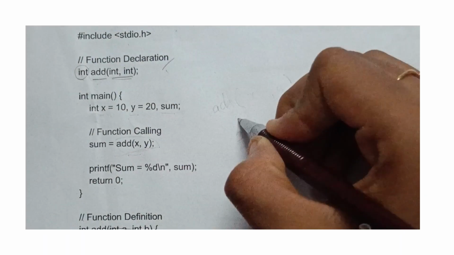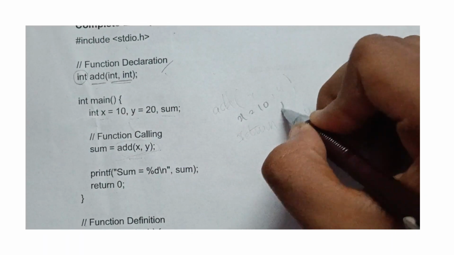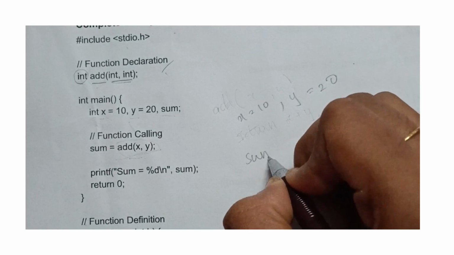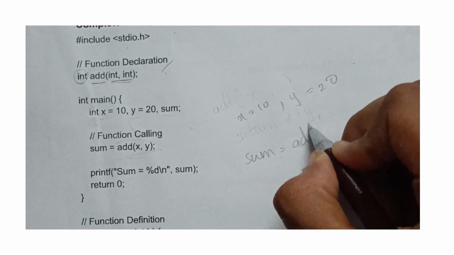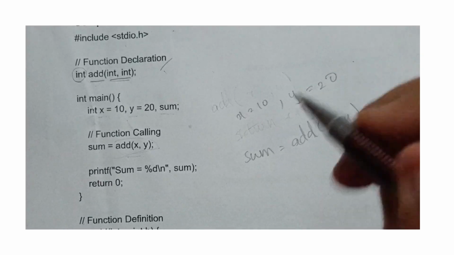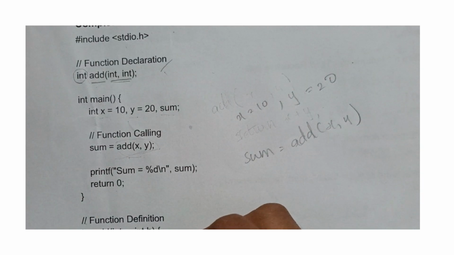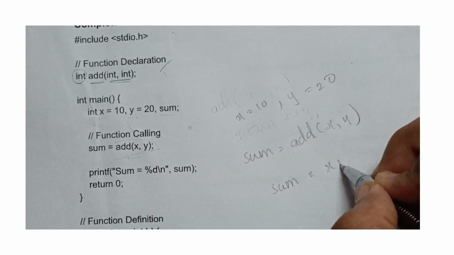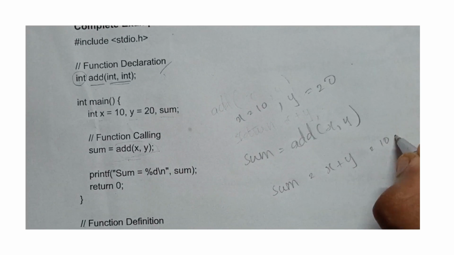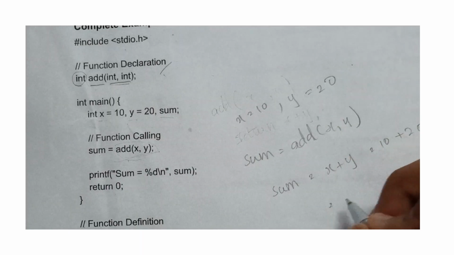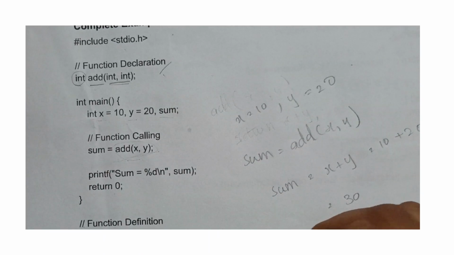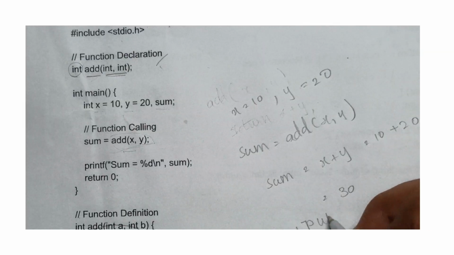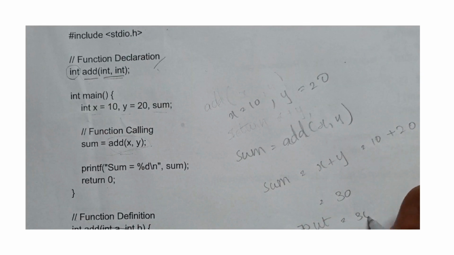So now here, as we are given x is equal to 10 and y is equal to 20, when the function is called and sum is equal to add x comma y, the function that is defined here returns a plus b, that is sum is equal to x plus y, which is equal to 10 plus 20, which gives us 30, and as an output we get 30.